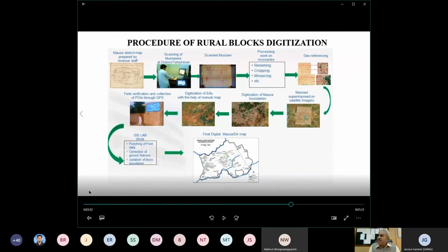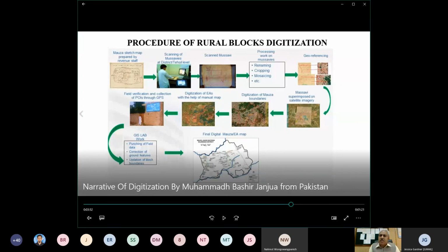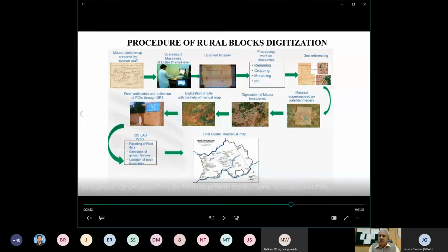Next step is procurement of satellite images. Then digitization of ground features and EAs and SAs with the help of manual maps. Next step is field verification and collection of POIs, that is points of interest, with the help of GPS. Then lab work. And finally, we get the block map digitized for further usage in census and surveys.